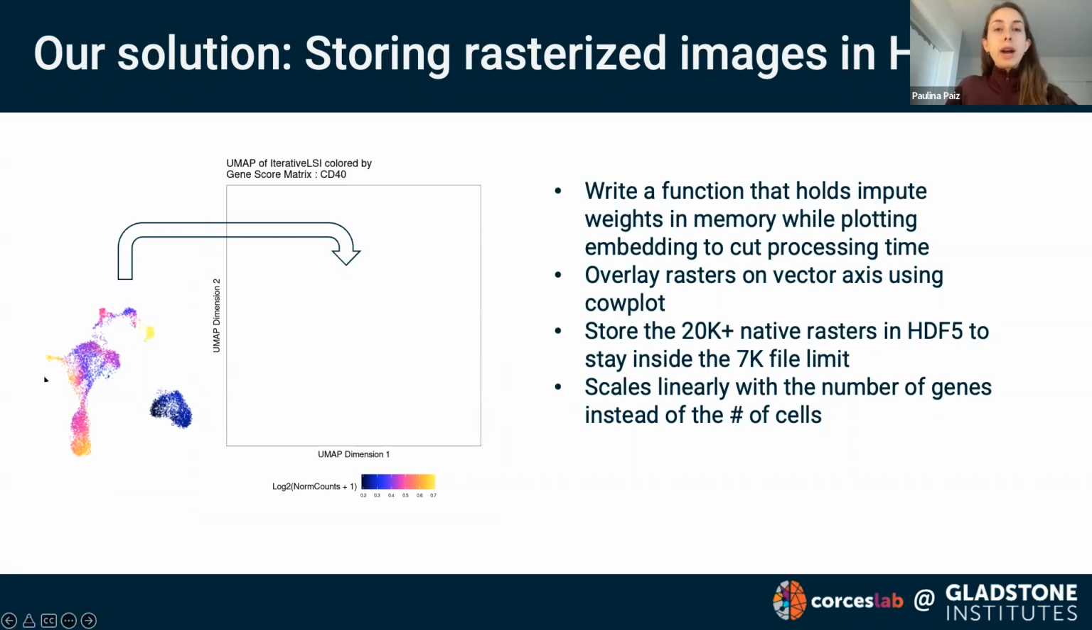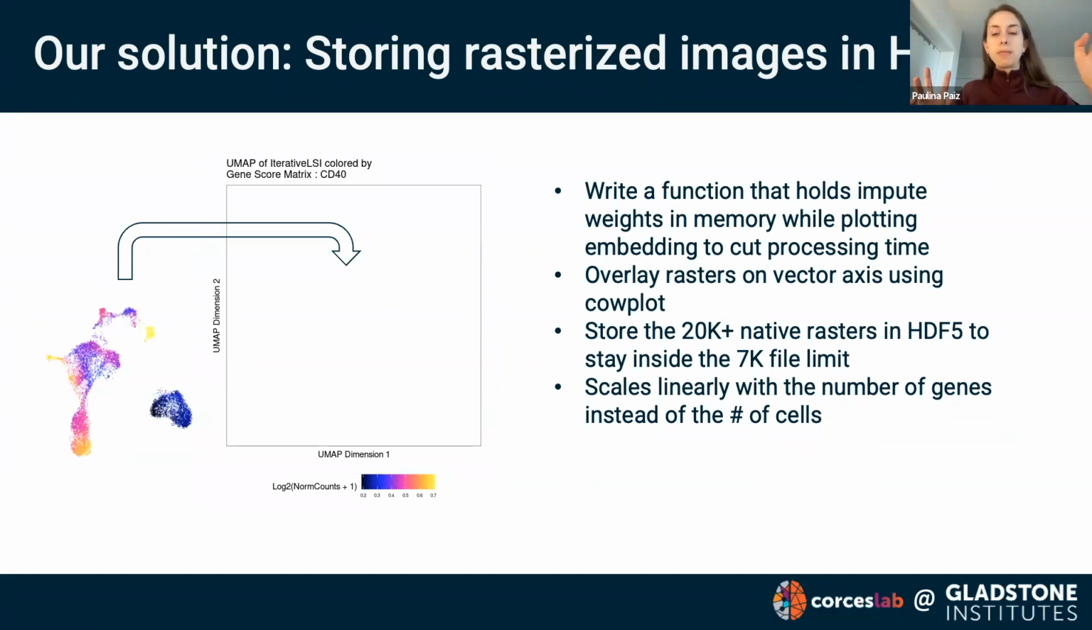Then we overlay rasters. There are 2 kinds of images, rasters or vectorized images. And we know that scientists, for publications and things like that, need to modify their own images in Adobe Illustrator, and for that, they need vectorized images. So the axes are vectorized, and you just overlay these plots, the embedding, on top of the axis. And that way you can store more than 20,000, which we call native rasters.